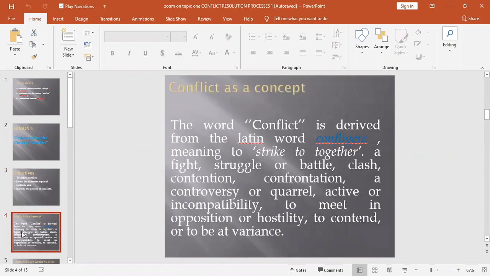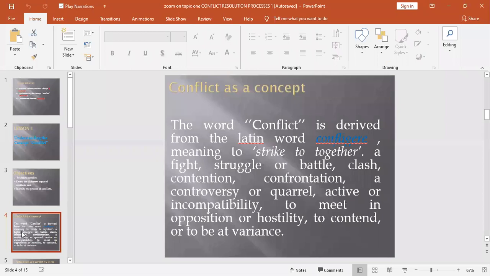So the word conflict, what does it mean? It is derived from the Latin word configure, meaning to strike together. It also means a fight, a struggle, a battle, a clash, a contention, confrontation, an opposition, hostility, to contend with other people, or to also be at variance with other people. All these words I've listed depict what conflict is.